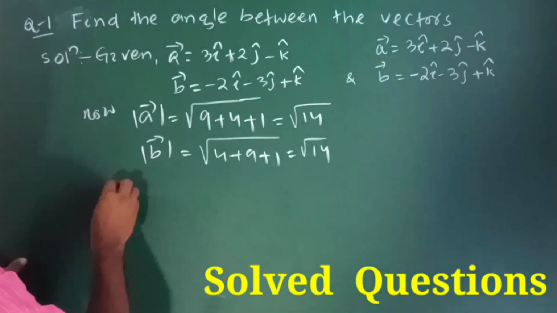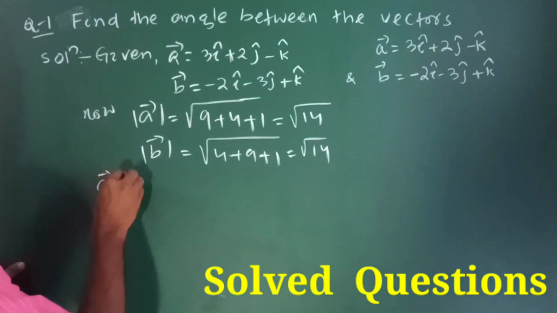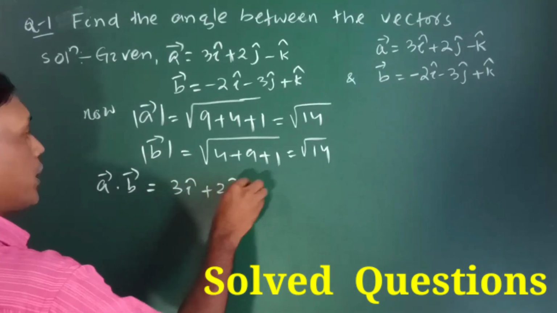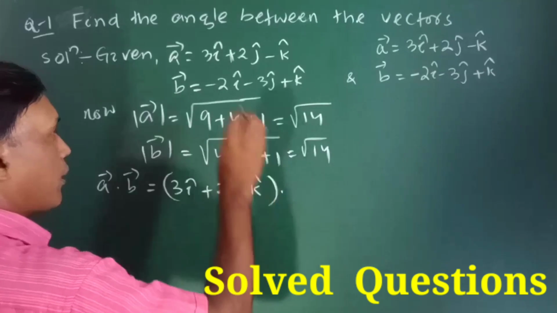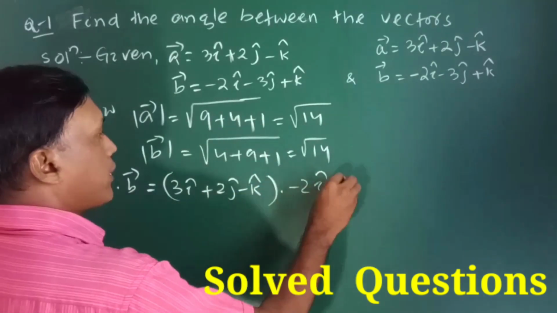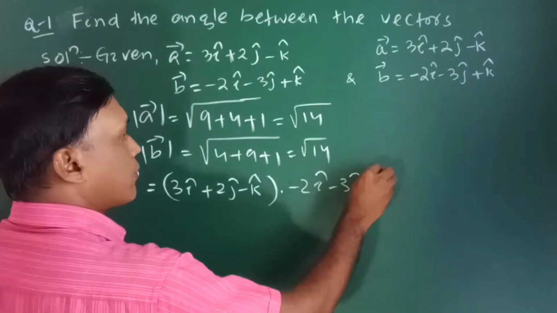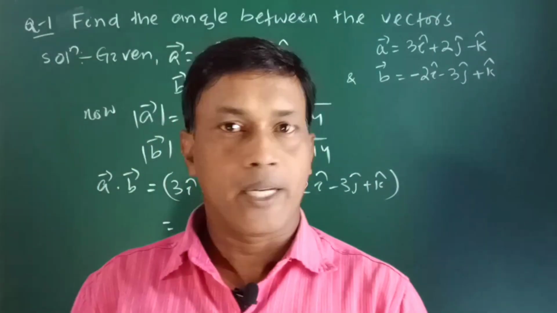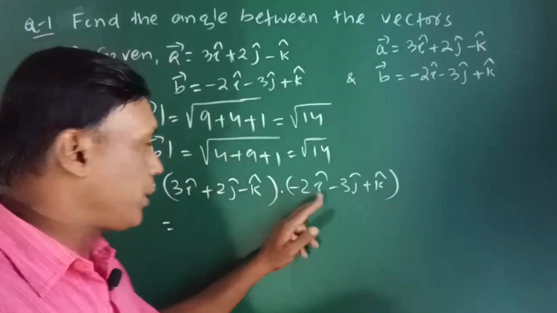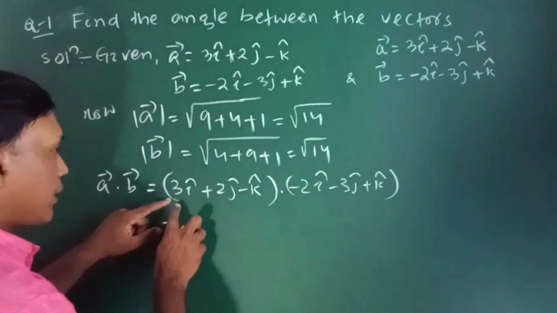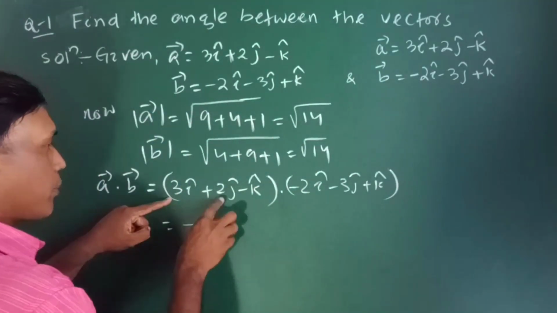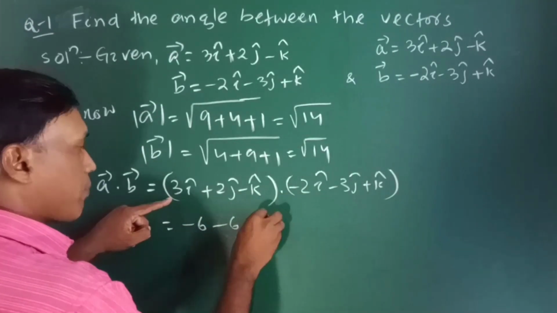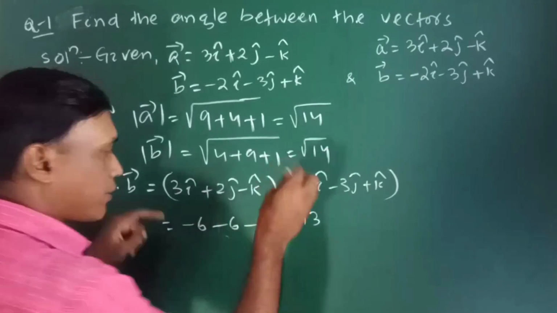Now to find a dot b, a vector is 3i cap plus 2j cap minus k cap, dot product with minus 2i cap minus 3j cap plus k cap. This is a dot b equals a1 b1 plus a2 b2 plus a3 b3. 3 into minus 2 is minus 6, plus 2 into minus 3 is again minus 6, minus 1 into plus 1 is minus 1. This is minus 13.